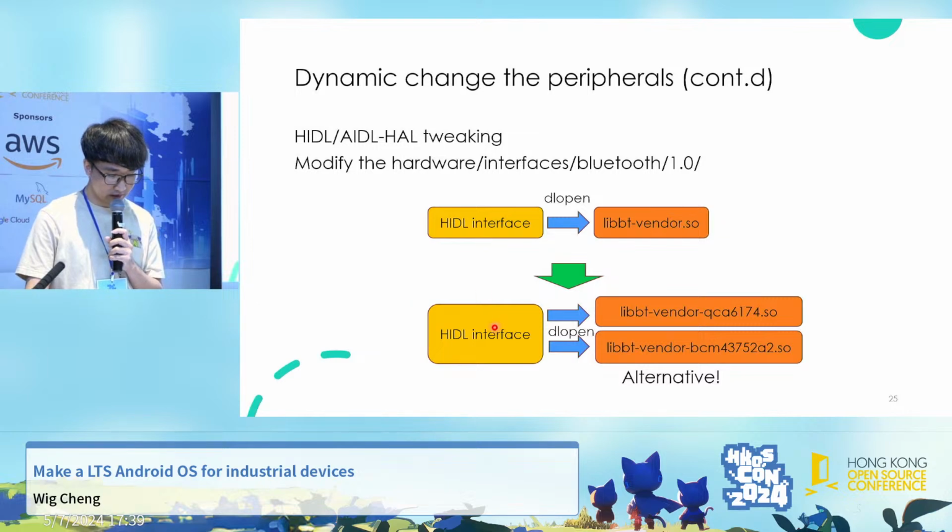We can change the HIDL interface loading behavior by dynamically detecting the vendor ID or product ID in the Bluetooth chip. And you can modify the makefile to generate both the Qualcomm library and the Broadcom library, and use dlopen to choose the library alternatively.